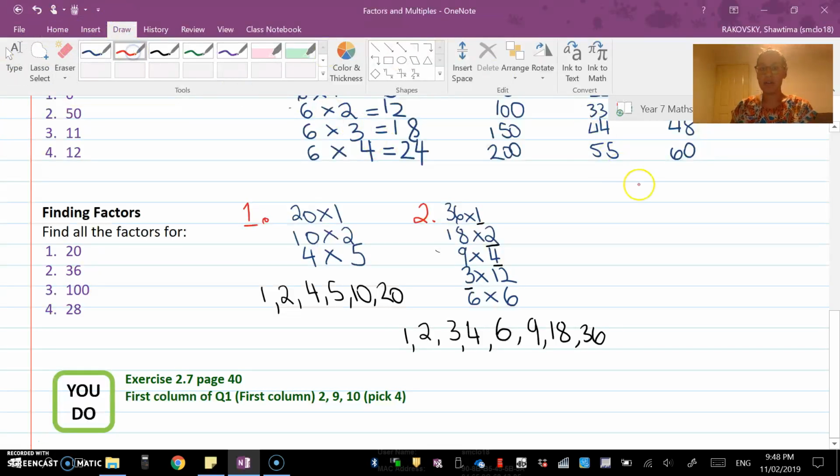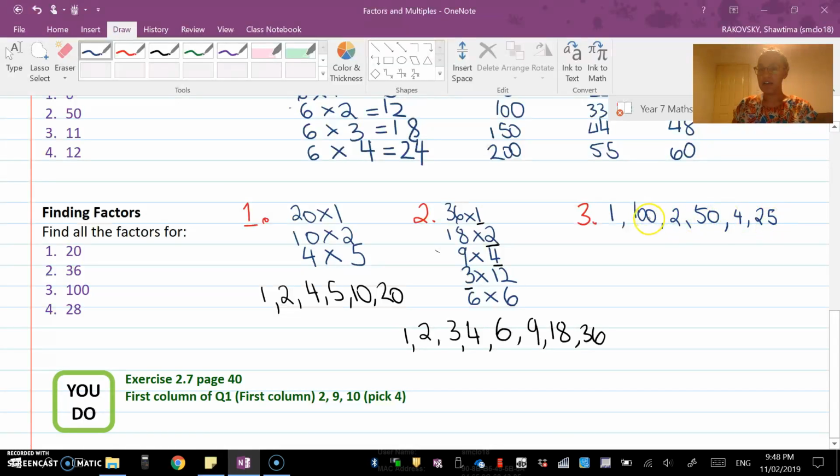Okay, the next one, there's quite a lot here. So 3. Our factors are going to include, so I'm going to see if I can do this. I'm just going to put my numbers in. I've got 1 and 100, 2 and 50. I know this is an even number, so half of 50 is 25, so there you go. 4 and 25.